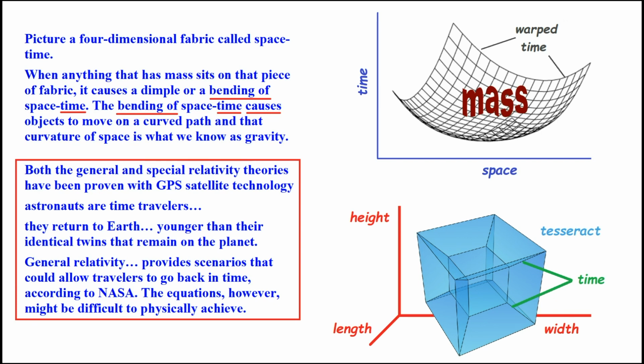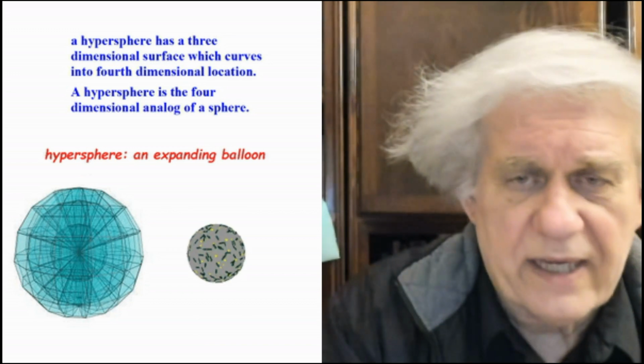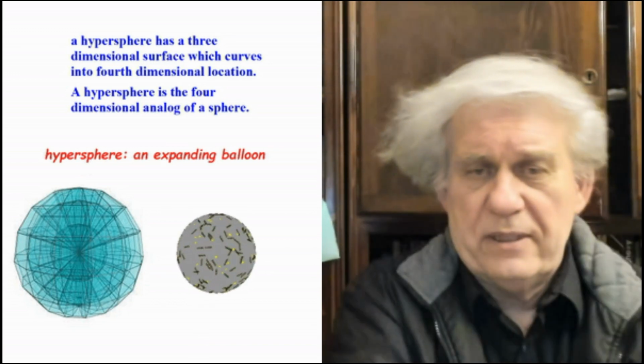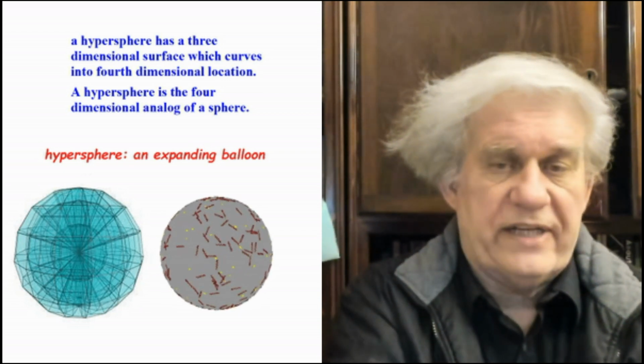So they say, according to NASA, the equations, however, might be difficult to physically achieve. No kidding. Yeah, I doubt that you can go back in time and prove it with a physical experiment. Maybe with equations you can do that. I don't know if you can do that in the lab. Build a time tunnel, a wormhole or whatever. Okay, and the same thing happens here. This is known as the hypersphere, and it's the same thing as the hypercube or tesseract, in the sense that what you're seeing is a sphere expanding through time.